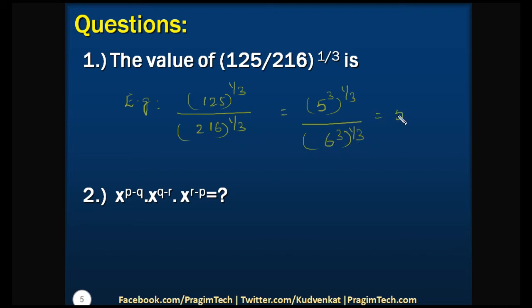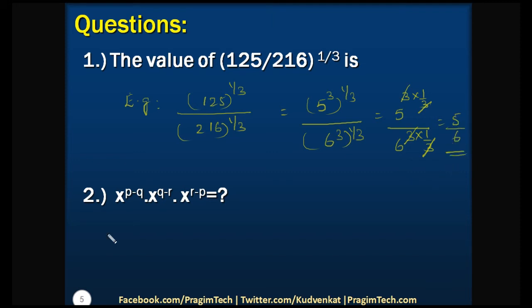So this will be equal to, from the laws of exponent, we can multiply both the powers, that is 3 into 1 by 3, and here 6 power 3 into 1 by 3. Cancel out 3, 3, 3 and 3. So that will be equal to 5 by 6, right?